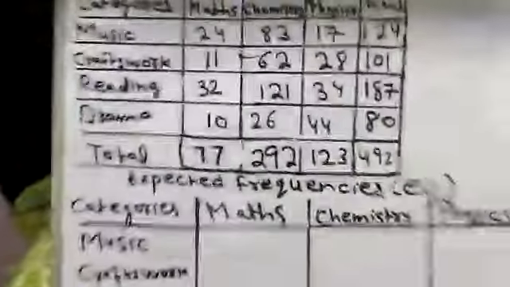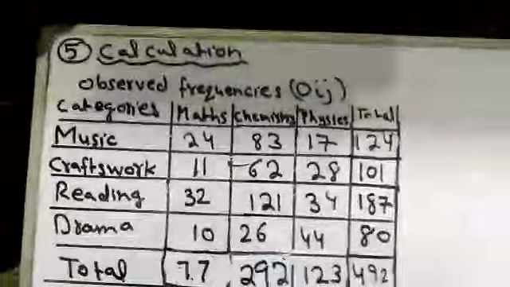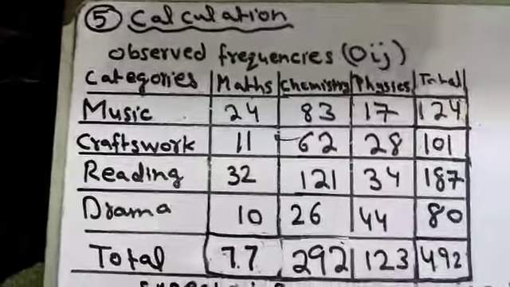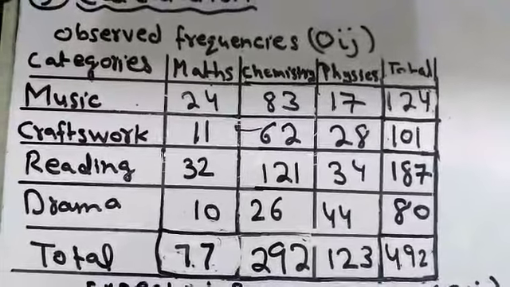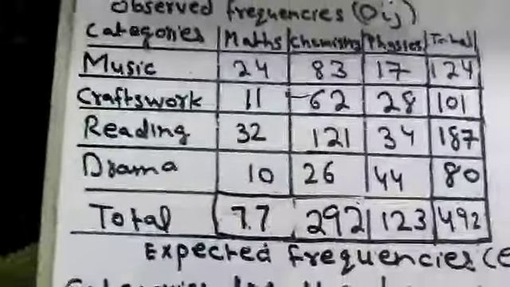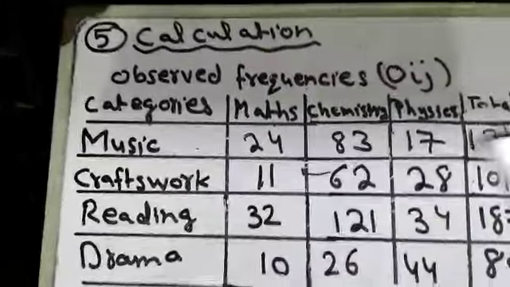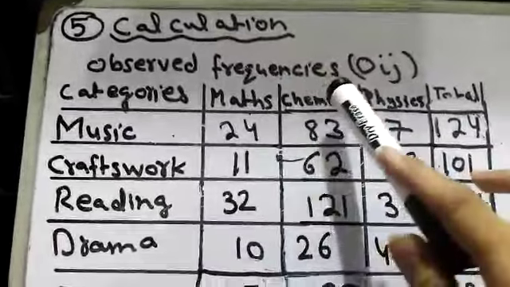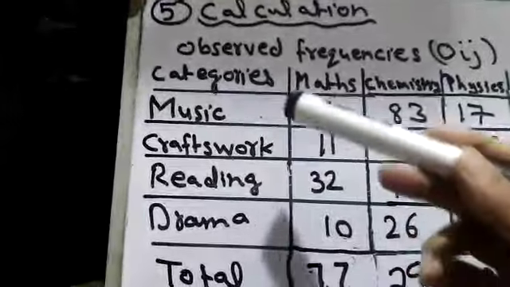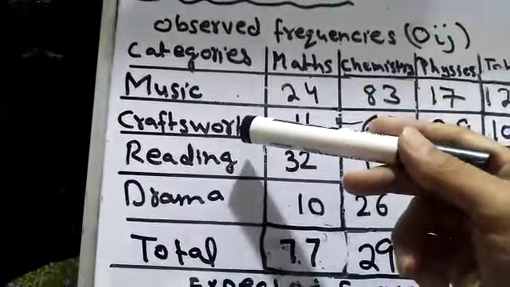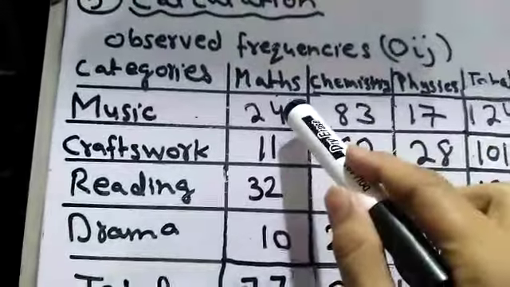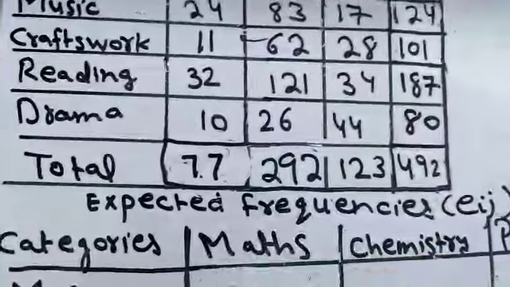Next step is the calculation of the chi-square. Observed frequencies are denoted by OIJ. Total number of candidates are 492. There are two variables of interest. One is the candidate's degree at university: three degrees are there, degrees in maths, chemistry and physics. And candidates' hobbies are music, craft work, reading and drama. There are 4 hobbies. For each observed frequency, we have to calculate the expected frequency.